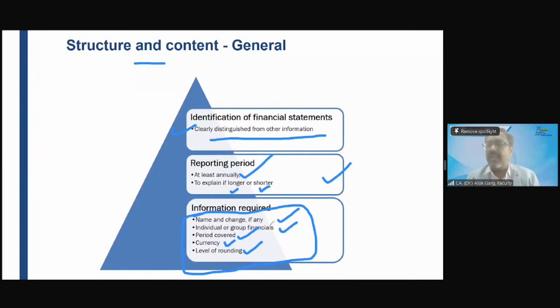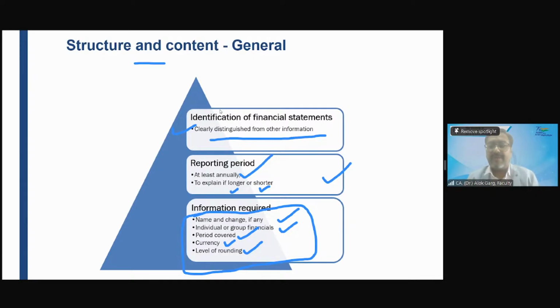So name, standalone or consolidated, period covered, currency, level of rounding, right? So this is required to be disclosed. Okay. So see, such a specific standard. You might be thinking, sir, this is a very basic thing, isn't it? But you have to disclose all of this too. Yes or no? You are required to disclose this.